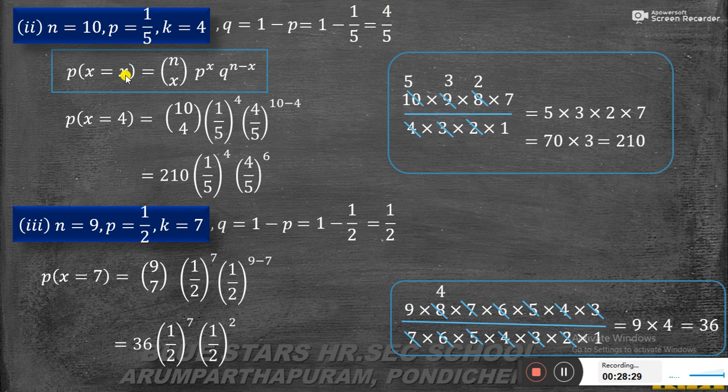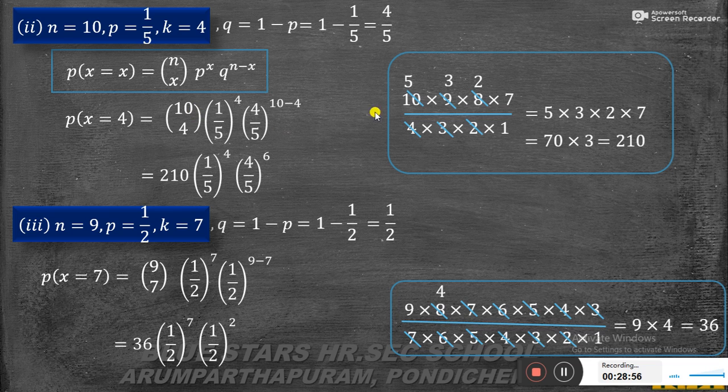So probability of x equal to x, this is the binomial distribution formula, nCx p power x q power n minus x. Here the k value is 4, so x equal to 4. I substitute n value is 10, 10C4, p value is 1 by 5, 1 by 5 whole power 4, q value is 4 by 5, 4 by 5 whole power 10 minus 4.